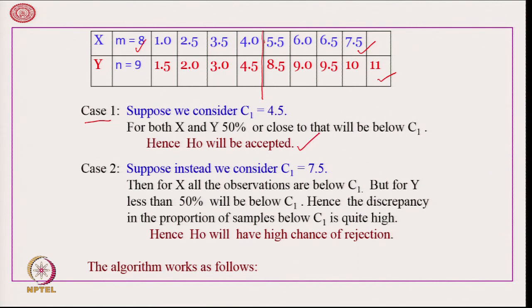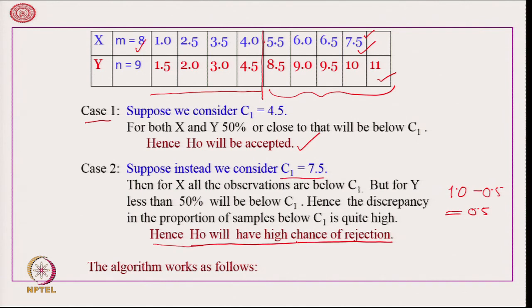Now, consider instead a value of C1 which is 7.5. Then what is going to happen? We can see that all the x observations are below 7.5, and therefore, 100% of the observations are below 7.5. What about y? With respect to y, we can see that just 50% of them are below 7.5, because the remaining 5 observations are all bigger than or equal to 7.5. Therefore, the difference is going to be 1 minus 0.5, that is equal to 0.5. And therefore, I feel that H naught will have a high chance of rejection.